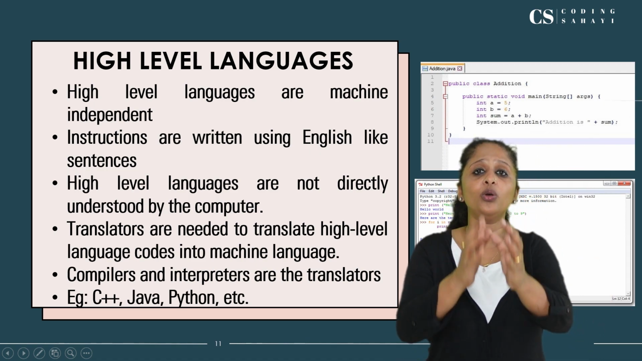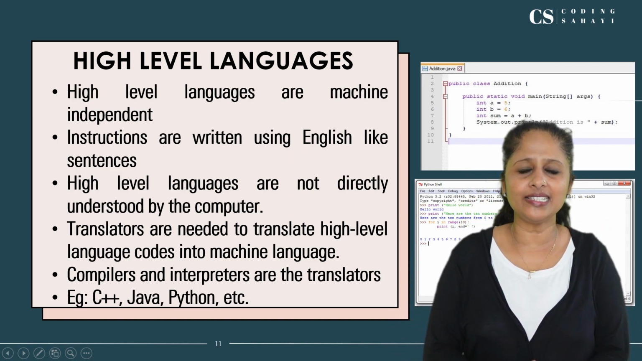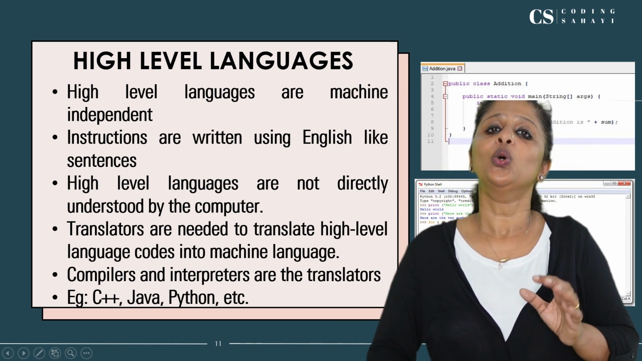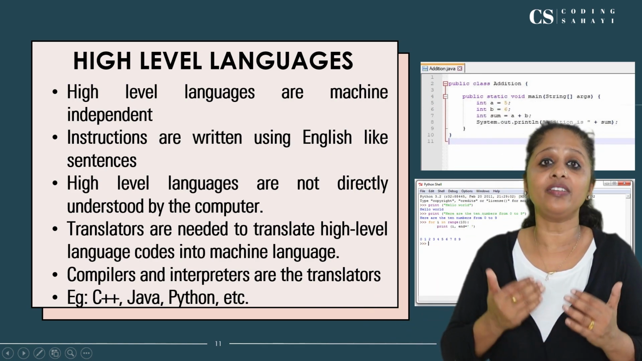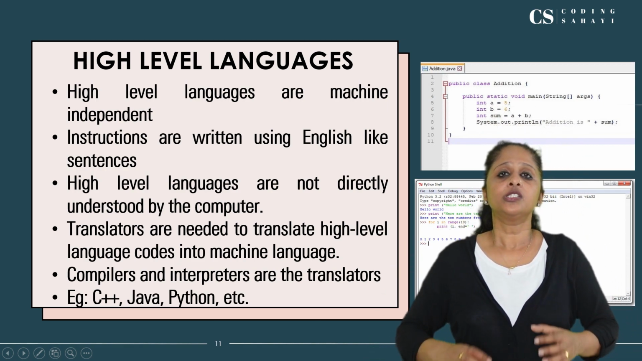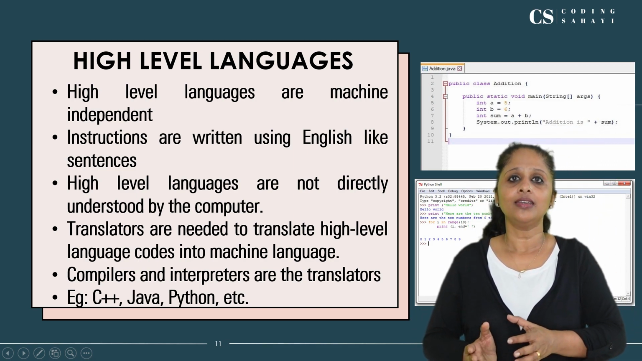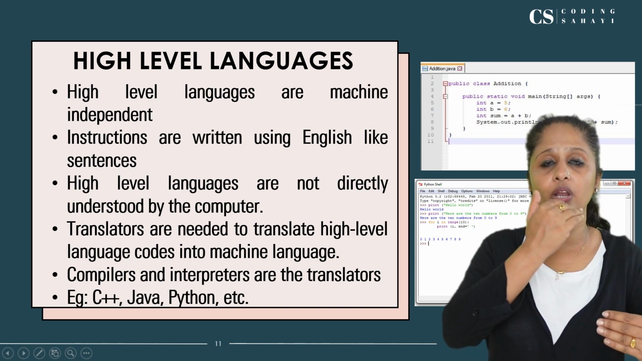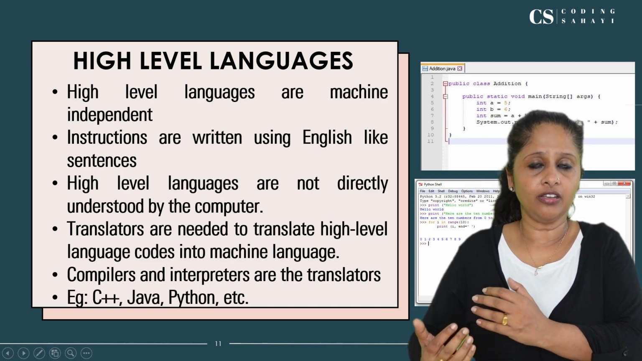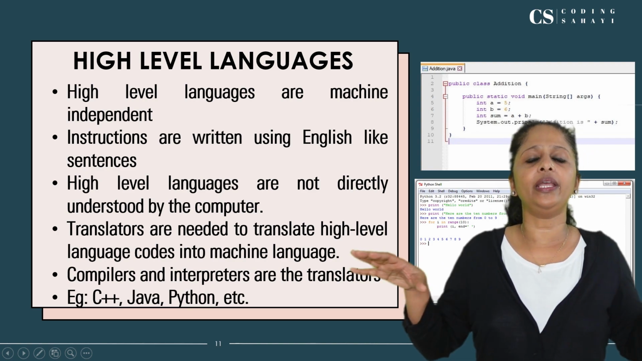Here also the computer is facing a problem. That is, the computer cannot understand high-level language programs. So they should be translated to low-level language. Here also we have translator programs: we have the compiler and the interpreter. Some programming languages use a compiler to convert high-level programs to machine language, and other languages use an interpreter to convert high-level programs to machine language. It depends on the language.